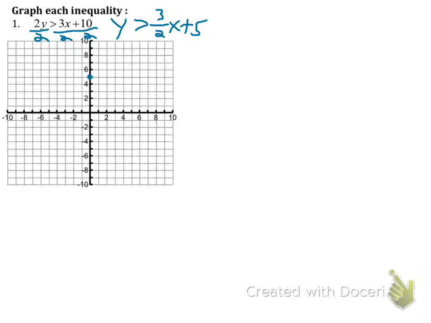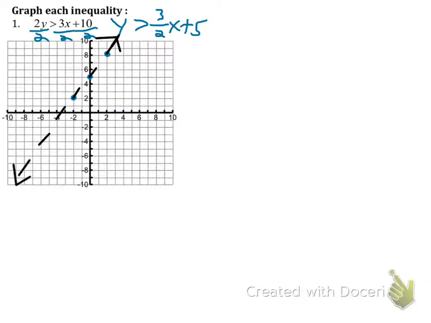So then we can start graphing our y-intercept, which would be 0, 5. And then we can count a slope of positive 3 over 2, which would be up 3 and over 2 to the right. And since we're going to run out of room, we can go back to 0, 5, and we can go down 3 and 2 to the left, and then we can make our line. Now, since the inequality sign is greater than, it's going to be a dashed line.